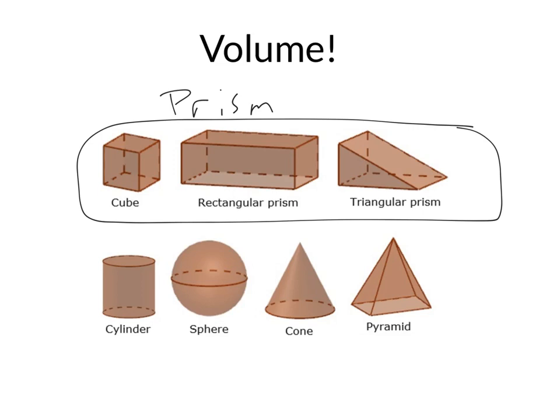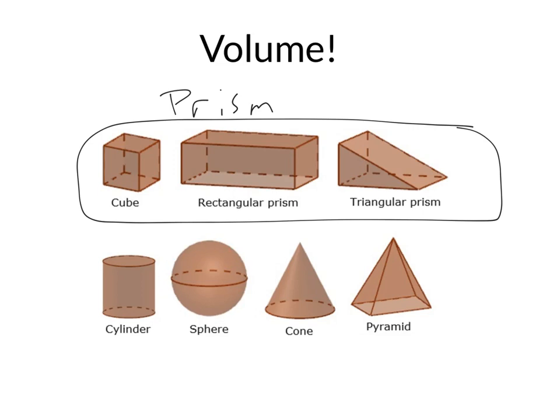And then down here at the bottom, we've got our cylinder. You can actually kind of see that a cylinder, right, just has 2 circle bases. So it almost fits into the prism family, and actually the volume formula will be very similar to that, okay? A sphere is kind of in its own little world, right?